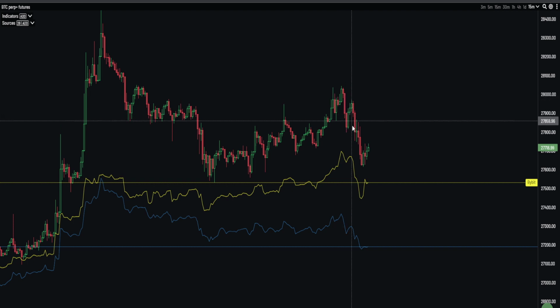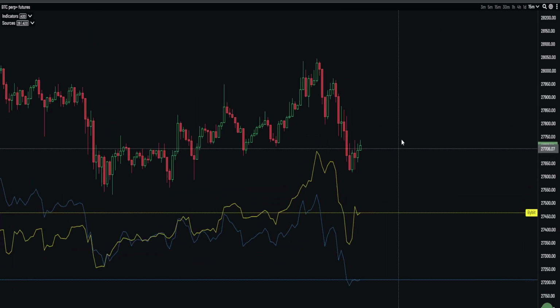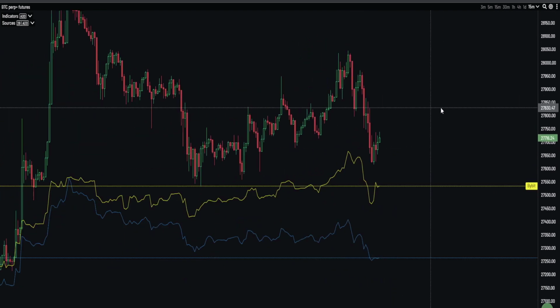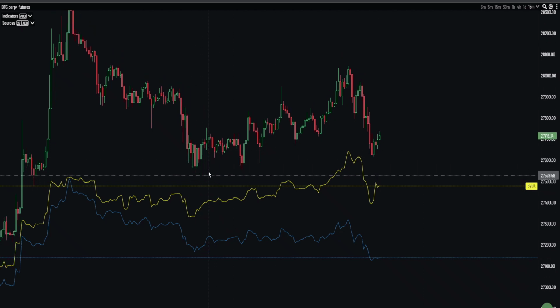Price then moved to the downside, but if we now look at what is happening over here, the bearish divergence target, by the way, is taking this low at 27.5k. That is the target of this bearish divergence.